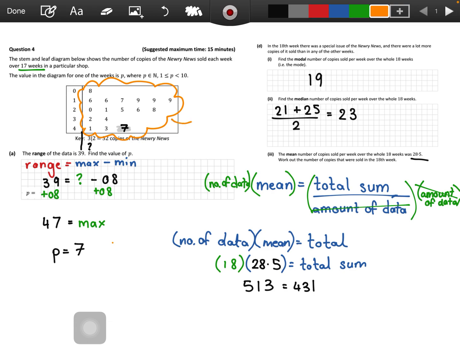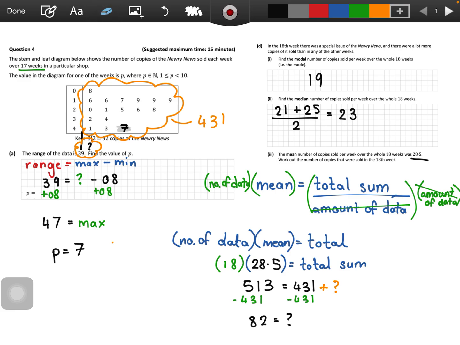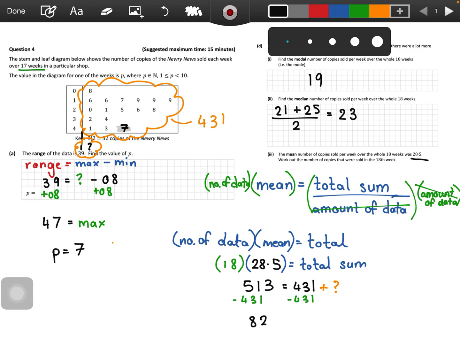So all these parts sum to 431. But I now also have this new number here as well, so I have to add that on as well. What is the number that needs to be added on then? Well, one way we can do this to get rid of it, it's adding, so I can get rid of it by subtracting. And then we realise that the number I have left is 82. So 82 is the amount that were sold in the 18th week. So 82 copies sold.